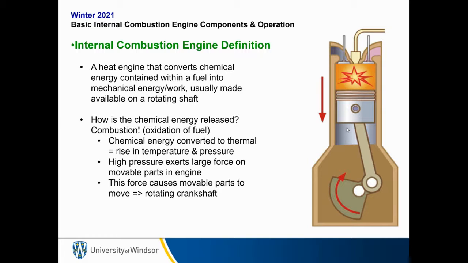We know from the ideal gas law that if the temperature of a gas increases, the pressure must increase. Pressure pushing on an object is going to make it move. Pressure times an area gives us a force. This is how we get work out of the chemical energy stored in the fuel. This high pressure exerts a large force on the movable parts in the engine, causing them to move. We get a rotating crankshaft, or we get work out. So this is the definition of an internal combustion engine: a heat engine where the combustion is inside the system.